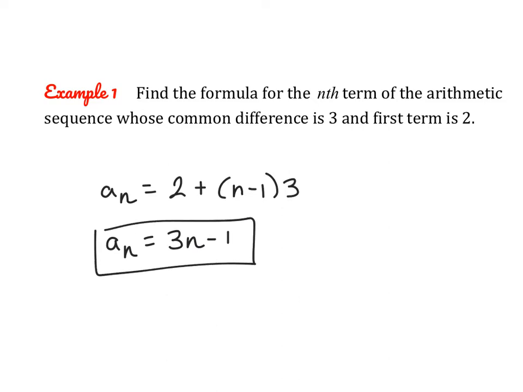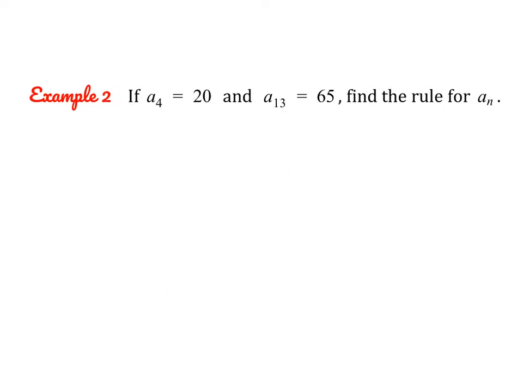So very straightforward. Now, let's try one that is a little bit trickier because if you remember, we need two things. We need a sub 1 and we need d. But in this case, we are given neither of those things. But what we are given is two of your terms. We're told that the fourth term is 20 and that the 13th term is 65. So there's two different ways to approach this problem.